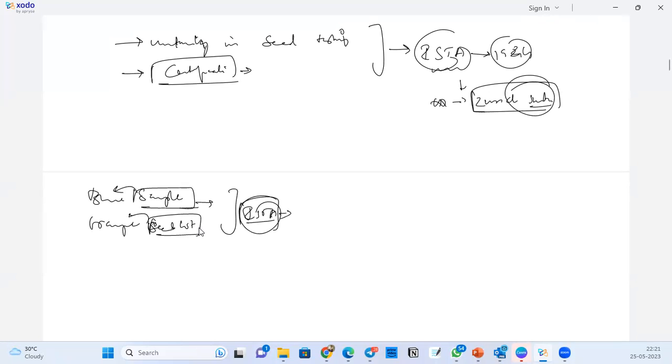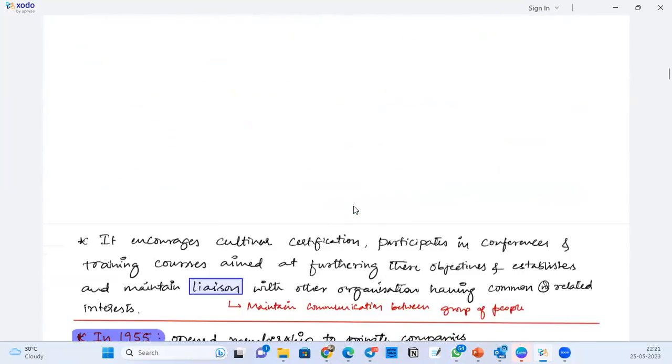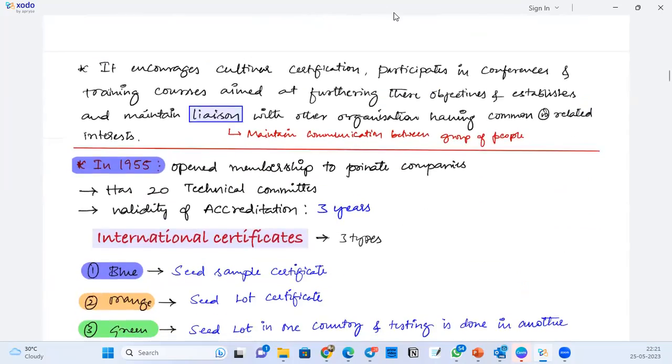Okay, so what is the objective? I told you the objective of ISTA. The objective is to develop, adopt, and publish the standard procedure for sampling and testing, so that it would be uniform throughout the world. It also aims to promote the uniform application of the tests for the evaluation of seeds which are moving in international trade. Right. So in 1955, it opened the membership for private companies.